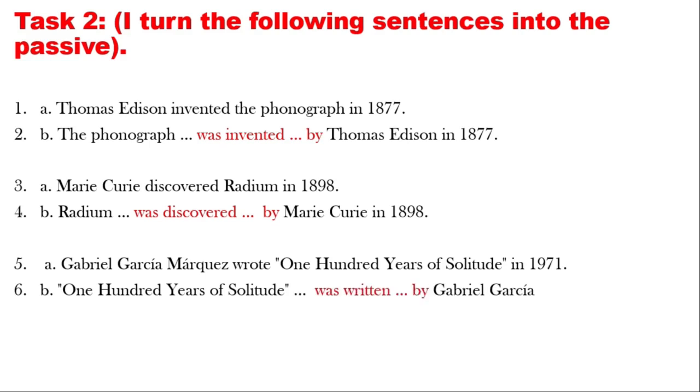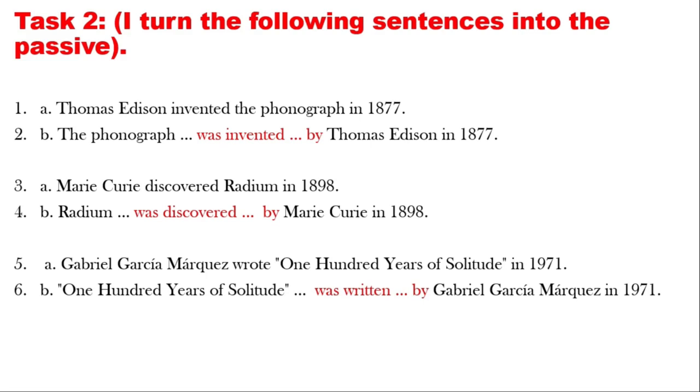The correct answer is 100 Years of Solitude. This is our direct object. Was written by Gabriel Garcia Marquez in 1971. Excellent. Pay attention that our verb here is not regular. However, it is irregular, so the verb completely changed.